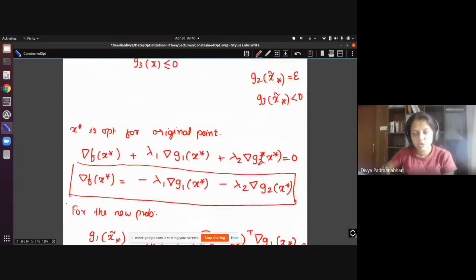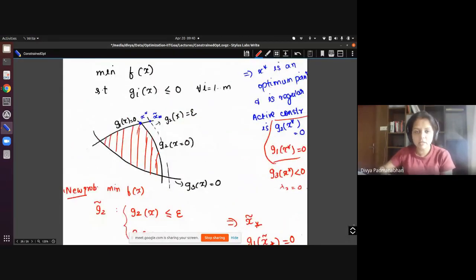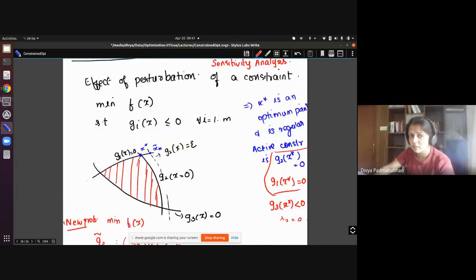If you have multiple active constraints also, you will see this phenomenon occurring. The idea is you change the constraints so that only one of them changes, the others remain the same, and the change is very small, so that even for the new optimum, the same set of constraints are active. So I'll just pause here.